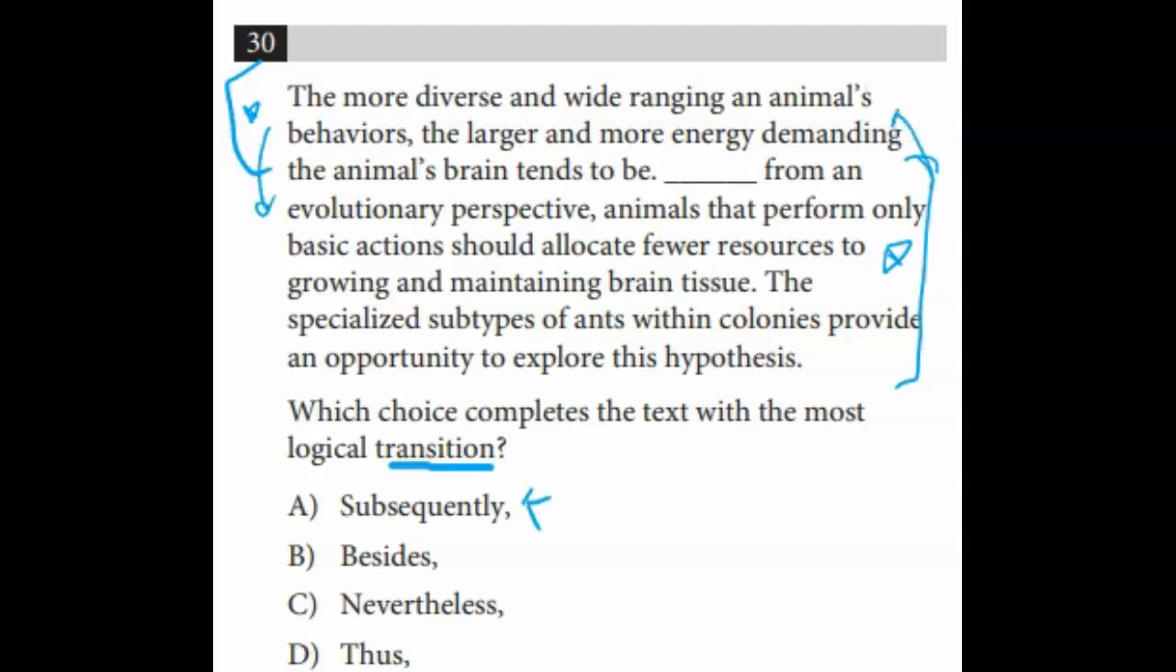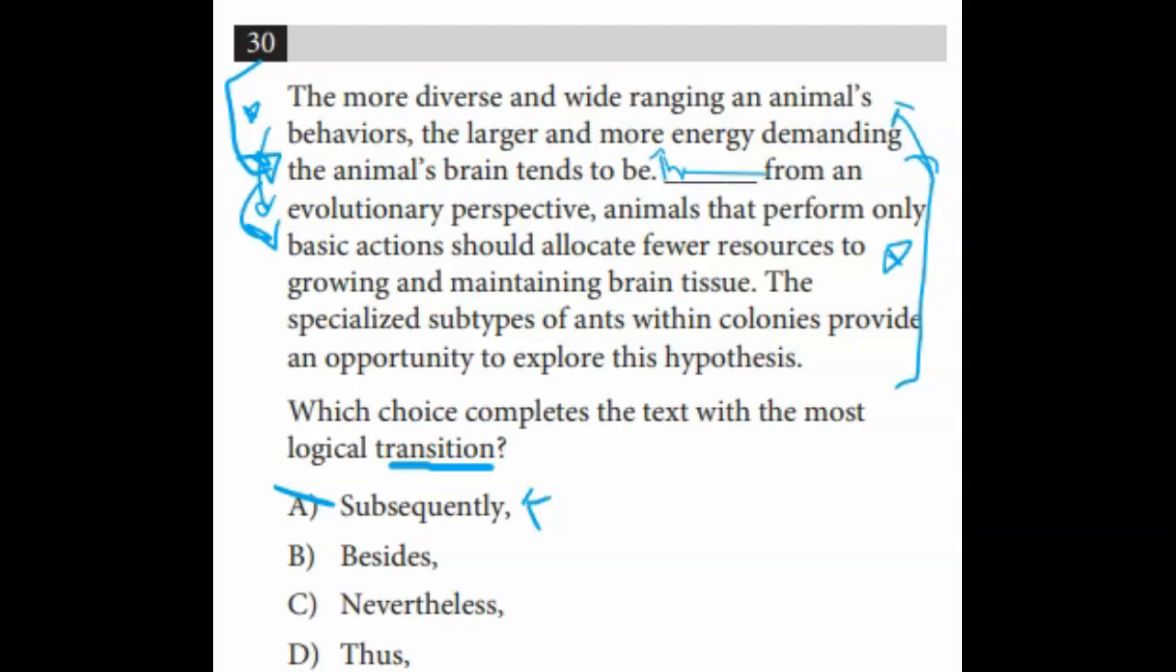So it's kind of like saying the bigger your brain, the more behaviors you do. That's why you need more food. Therefore, if you don't do many different things, you need a smaller brain. So therefore, you need less energy going to that brain. Okay, so let's read. Subsequently, I don't like subsequently because it implies that first this happened, then this happened, like it was a series of events, which it's not. What should go here would be like therefore.